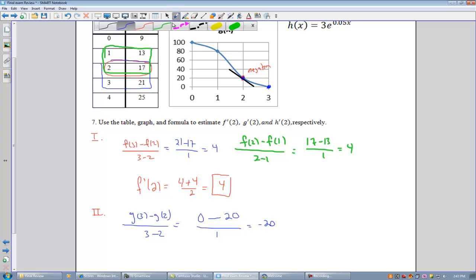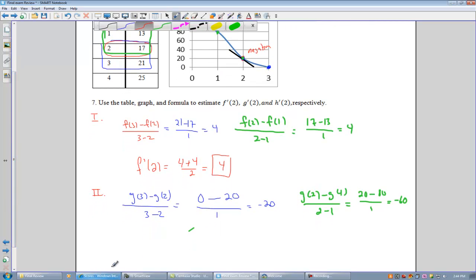Right? Or, instead of using these 2 points, we could use this point and this point. And so we could compute g of 2 minus g of 1 divided by 2 minus 1, which is equal to, so now g of 2 is still 20, minus g of 1, which is 80. And again, I'm dividing by 1, and so this is equal to negative 60. And to get my answer, I have 2 possibilities, 2 approximations, negative 20 and negative 60.